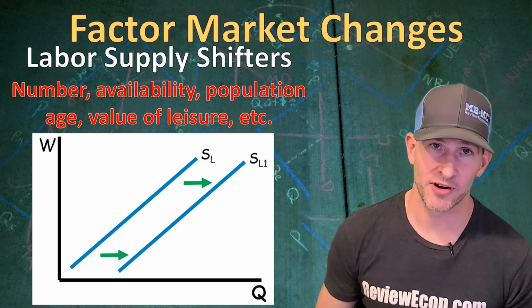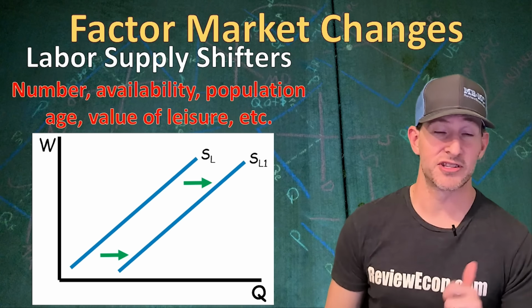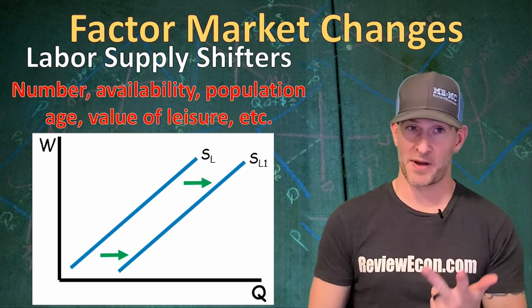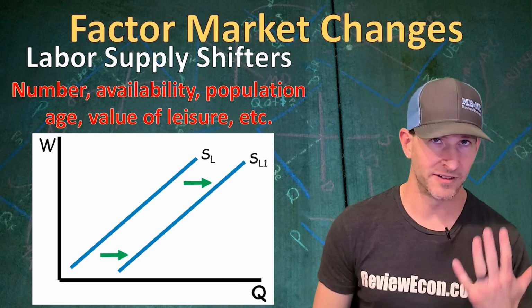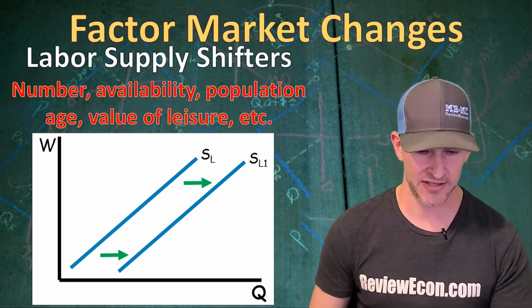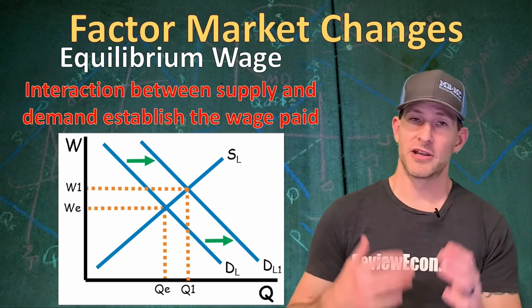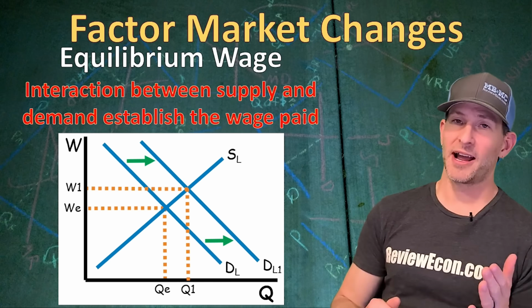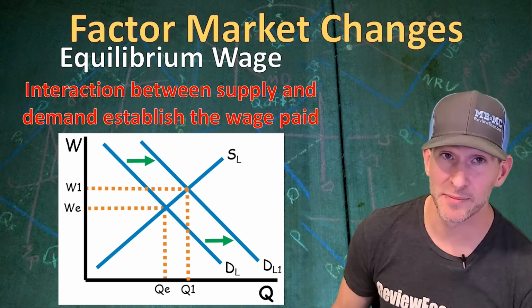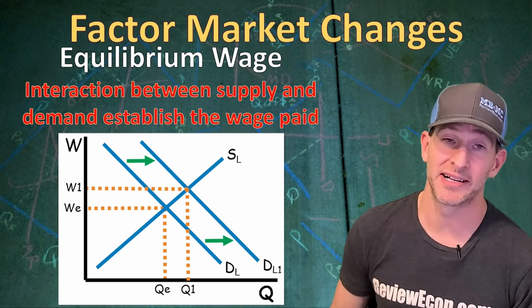The supply of labor can also shift from the number of workers, the availability of those workers, the population, the age, the value of leisure time, and countless other things. But rightward shifts are an increase and leftward shifts are a decrease. You graph out the demand for labor with the supply of labor, and that gives us an equilibrium wage and quantity of labor that's higher.